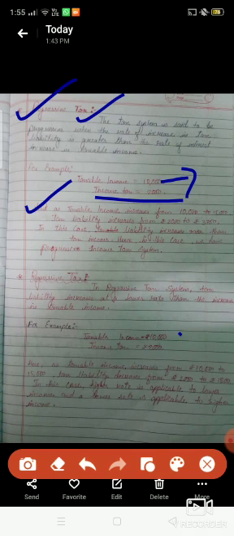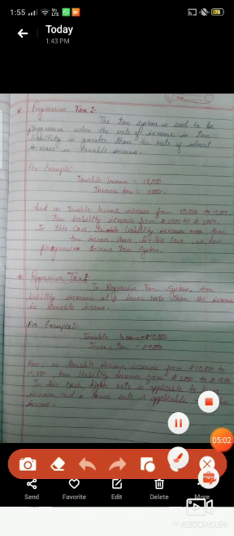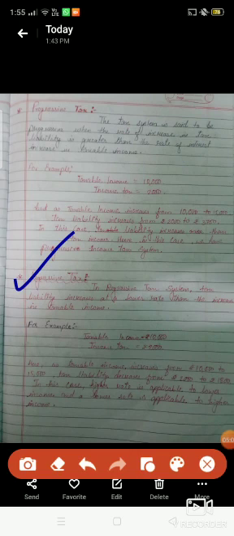Now the third one is regressive tax. In the regressive tax system, tax liability increases at a lower rate than the increase in taxable income. So in this case, if the income is increasing more, the individual has to pay less tax. Here the taxable income increases from suppose 10,000 to 15,000, then tax liability decreases from 2,000 to 1,800.